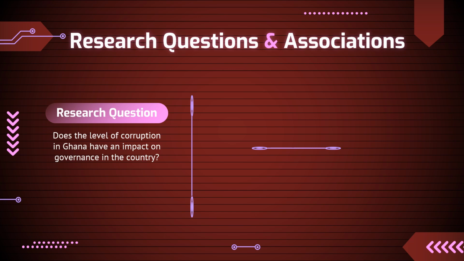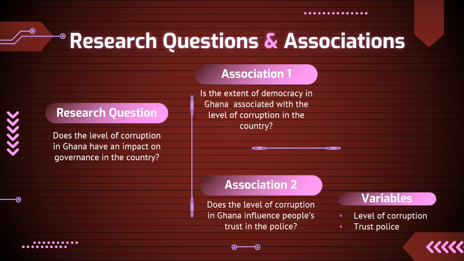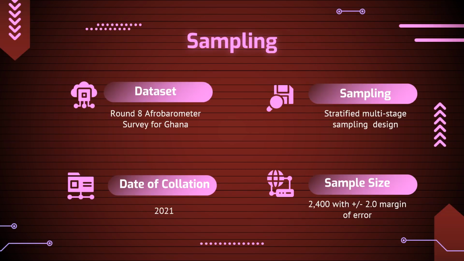The main research question that guided this study is, does the level of corruption in Ghana have an impact on governance in the country? I explored this question by analyzing two associations related to this question. Association 1: is the extent of democracy in Ghana associated with the level of corruption in the country? The variables involved are level of corruption and the extent of democracy. Association 2: does the level of corruption in Ghana influence people's trust in the police? The variables involved are level of corruption and trust in police.